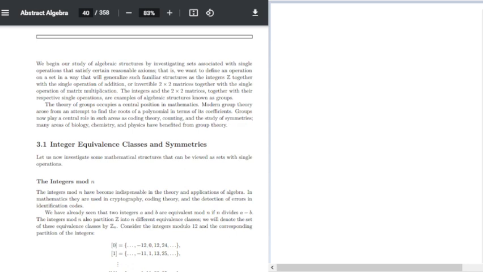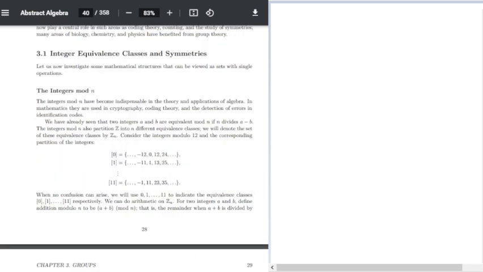That is, we want to define an operation on a set in a way that will generalize such familiar structures as the integers Z together with the single operation of addition, or invertible 2x2 matrices together with the single operation of matrix multiplication. The integers and the 2x2 matrices, together with their respective single operations, are examples of algebraic structures known as groups. The theory of groups occupies a central position in mathematics. Modern group theory arose from an attempt to find the roots of a polynomial in terms of its coefficients. Groups now play a central role in areas such as coding theory, counting, and the study of symmetries. Many areas of biology, chemistry, and physics have all benefited from group theory.